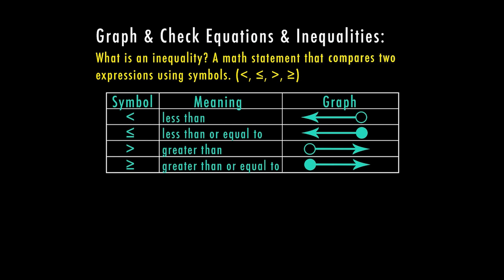And less than is always going to go to the left. So if it's less than or equal to, it's going to be a closed circle to the left. Greater than is going to be an open circle to the right, and greater than or equal to is a closed circle to the right.